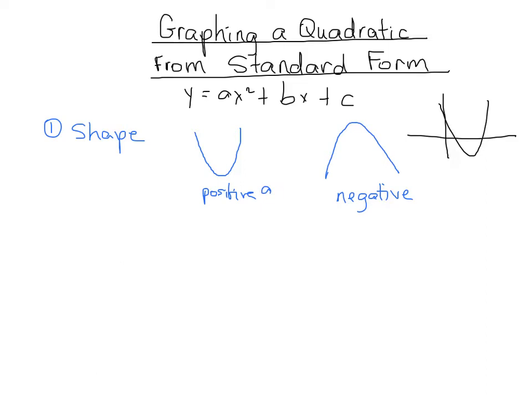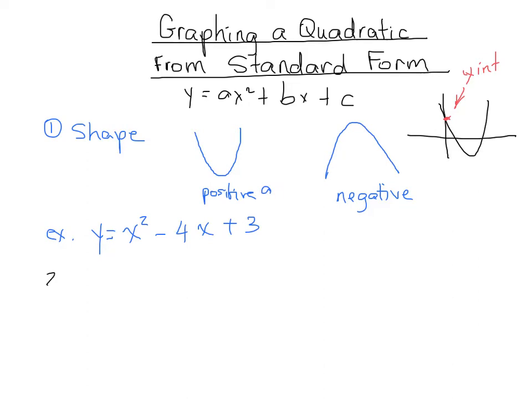Let's look at this point. What is that point called? Well, that point is called the y-intercept. It's where the graph hits the y-axis. In order to know what the y-intercept is, we need the value of c. So let's look at an example: y equals x squared minus 4x plus 3. We already know it's a positive a value, so we know that it's going to be this shape.